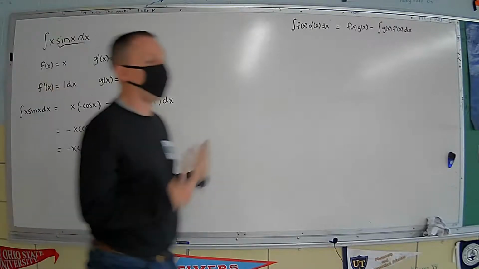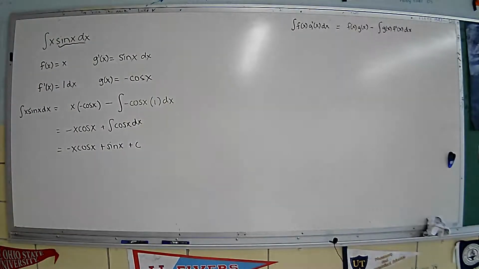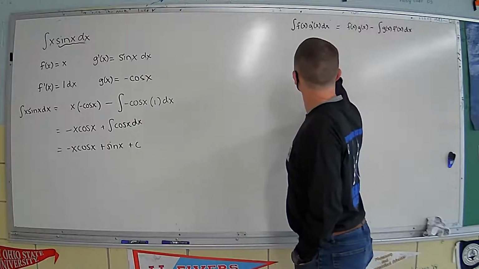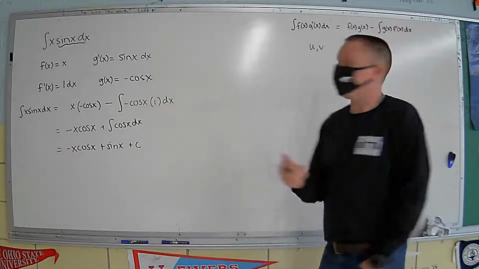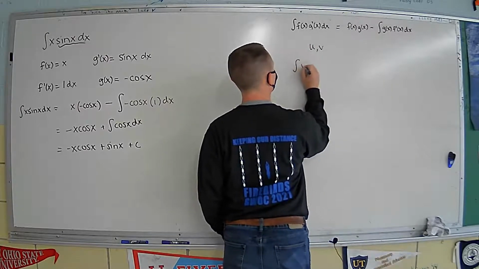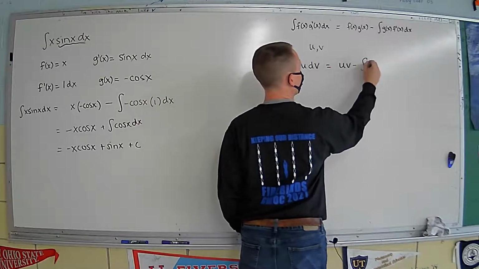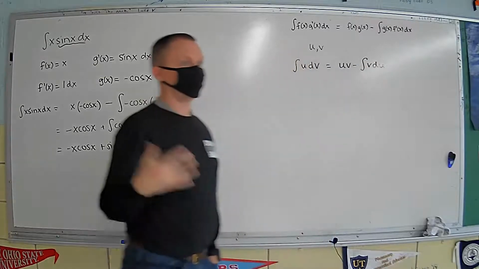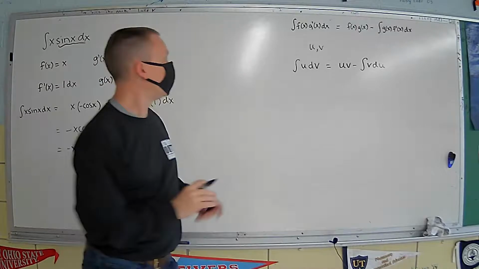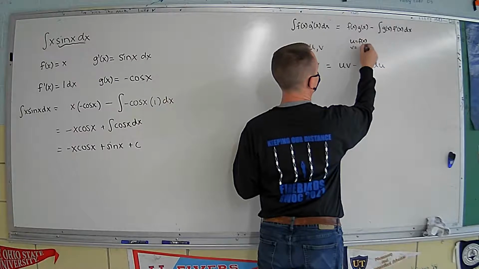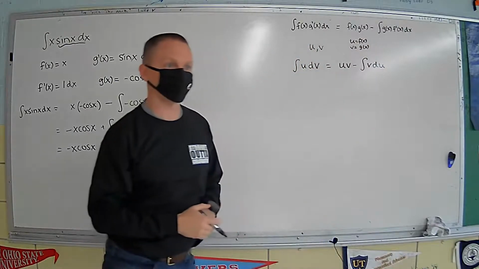Now I will tell you, I used f and g here to introduce this to you, but a lot of books, including ours, instead of using f and g, use u and v. They'll say the integral of u dv equals uv minus the integral of v du. Now that looks scary when you first see it, but if you just think of u as f of x and v as g of x, it makes sense.